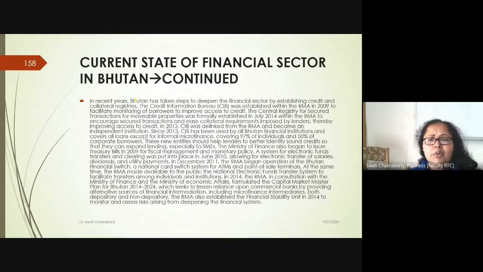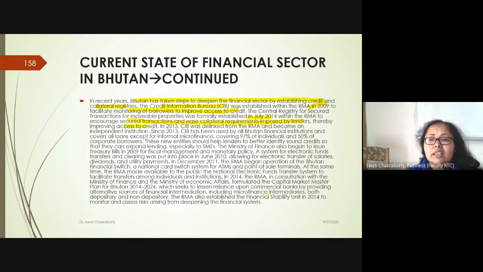In recent years, Bhutan has taken steps to deepen the financial sector. How? By establishing credit and collateral registries, right? So the Credit Information Bureau, CIB, was established within RMA in 2009 to help in monitoring of borrowers so as to improve access to credit, right? The Central Registry for Secure Transactions for Movable Properties was also established in 2014 to encourage secure transactions and ease collateral requirements imposed by lenders, which improves access to credit, right?